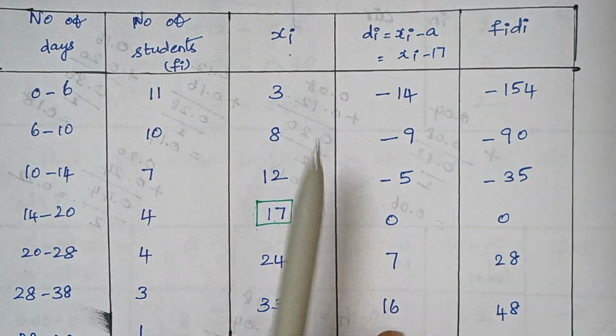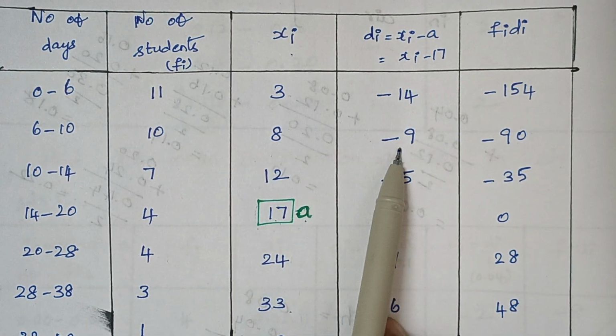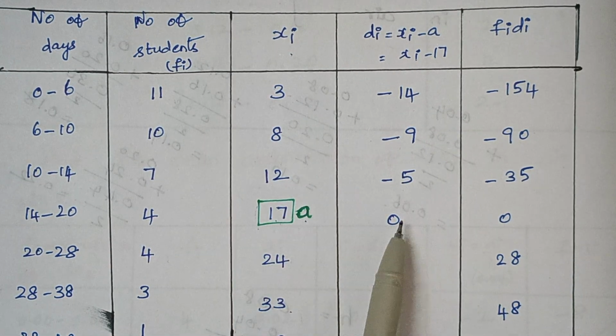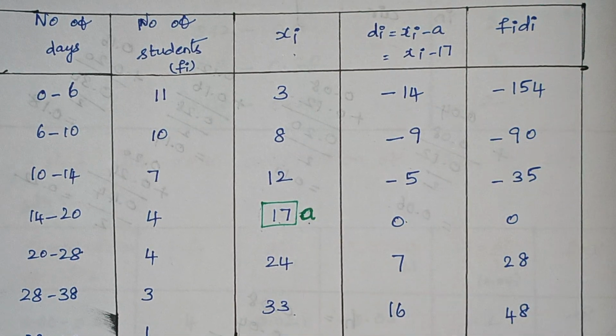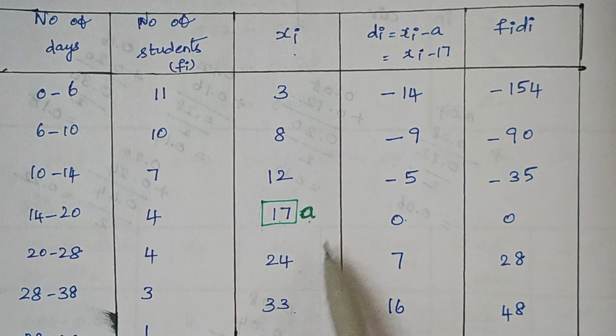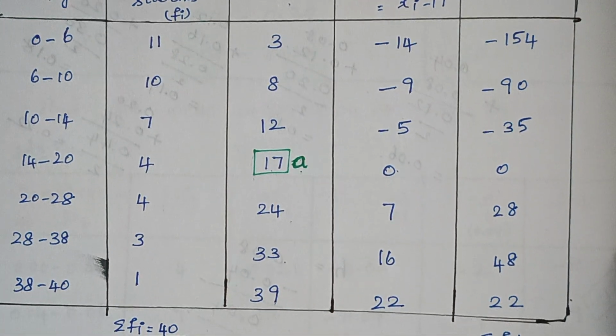So just substitute it. 3 minus 17 is minus 14. 8 minus 17 is minus 9. 17 minus 17 is 0. And again 12 minus 17 is minus 5. It will be going like this. You just have to substitute the value and calculate the answer. So this is our Di.